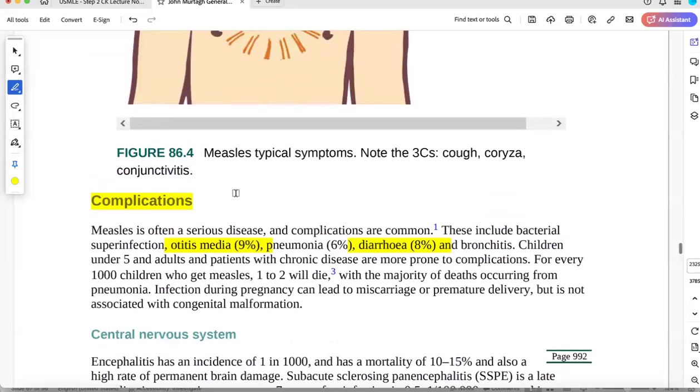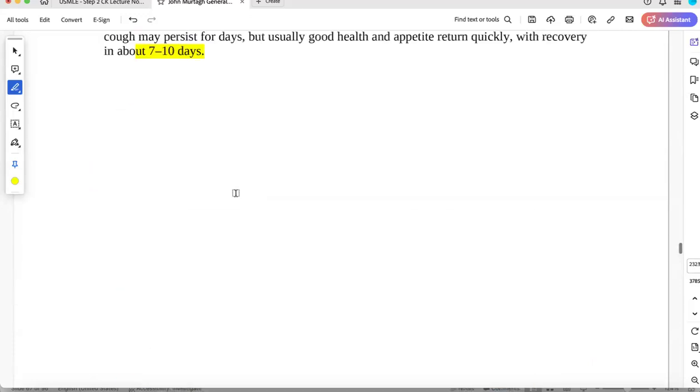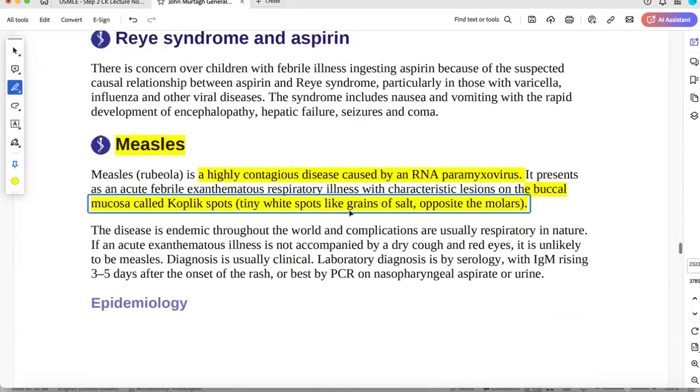So how to confirm measles? There is usually nothing you need to do. It can be confirmed clinically because the diagnosis is usually clinical. But if you are not sure, you can do a blood test. You can do a measles IgM serology test, or you can also take a nasopharyngeal swab or check the urine for measles PCR. So either a blood test or a nasopharyngeal swab or urine, any of these will work.